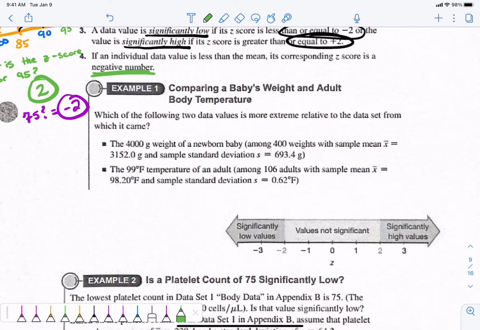So which of the following 2 data values is more extreme relative to the data set from which it came? This is why we do Z-scores. I can find which one is more extreme based on different scales. Like yesterday we were talking about ACT versus SAT, and I asked which one has more variation. Well, they're on 2 different scales. One goes from 0 to 36, one goes from 0 to 1600. We are on 2 completely separate scales. So now I'm trying to find which one is more extreme. So let's read the options.